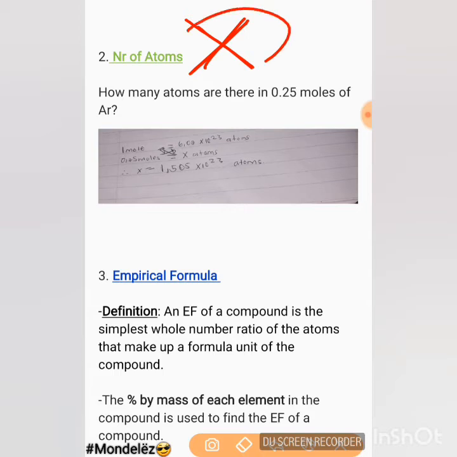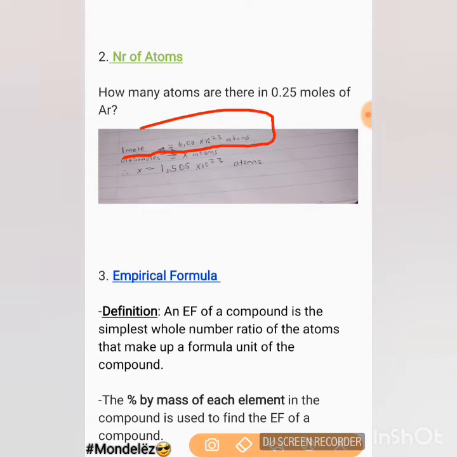Like I said, you write the moles on one side and the atoms on one side. You can see on one side of the equal sign, we only have the moles, and on the other side of the equal sign, we have the atoms. Okay, so we know by now that 1 mole of an element equals 6.02 times 10 to the power of 23 atoms, right? So if that equals that, we can easily find how many atoms are there in 0.25 moles.